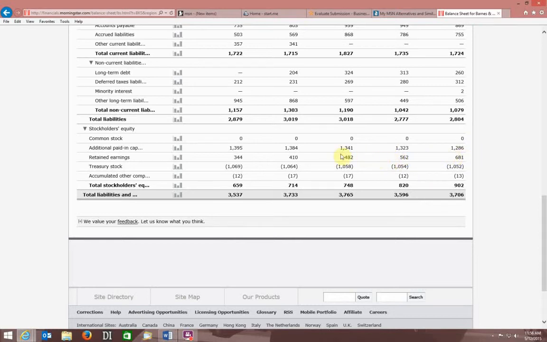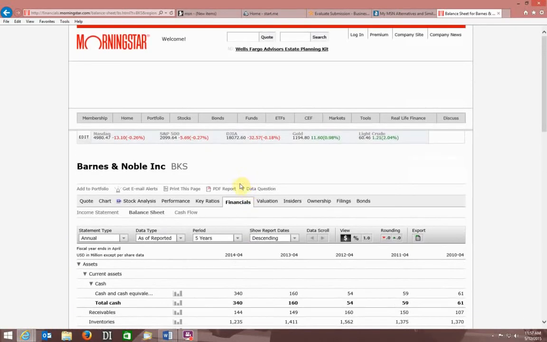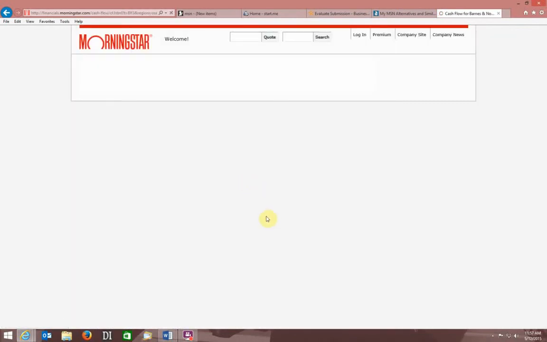Okay? And talking about why, well, here's why. Because retained earnings, they've been eating up their retained earnings, right? Additional paid-in capital basically stays the same, it doesn't change a lot, but they have eaten up retained earnings, and that's what's caused their total equity to decrease. Why were they able to bump up their cash flow? Let's take a look at that.